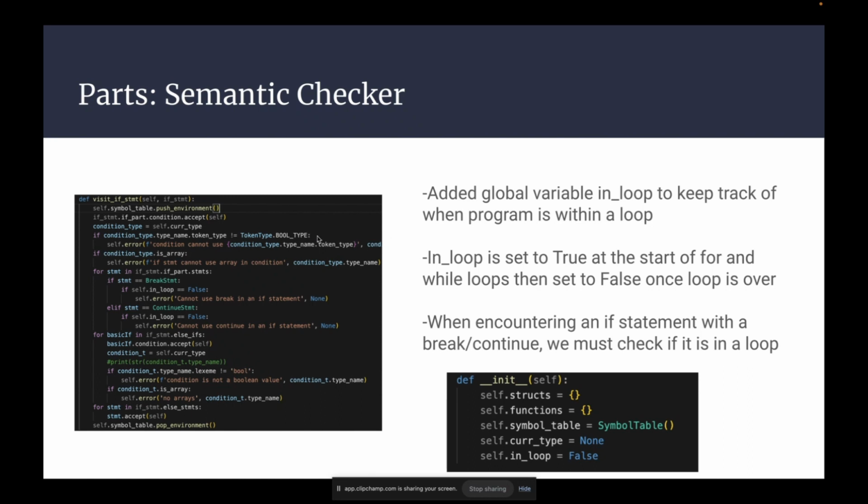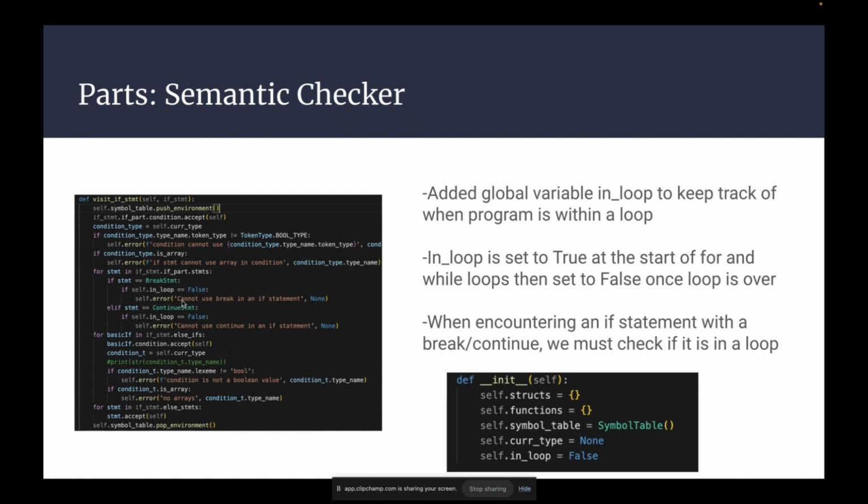And this is important because, for example, in an if statement that is in a while loop, you would need in loop to be set to true, and this is what this checks right here. So it's saying if the if has a statement that's a break statement or continue statement, check if the in loop flag is false, and if it is false, that means you're not in a loop, obviously, which would be an error. You can't use break or continue outside of a loop.